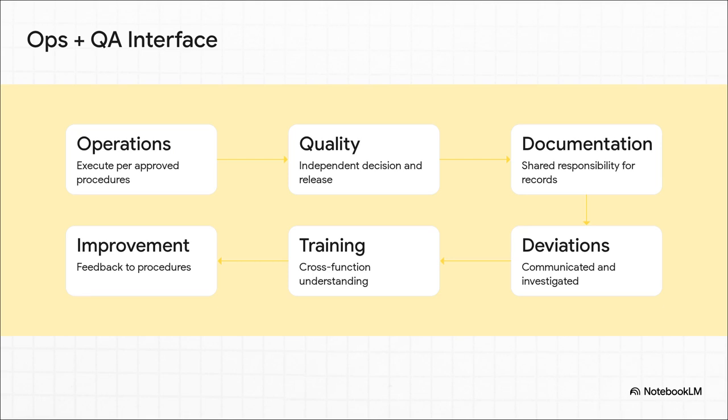Operations executes according to approved procedures, logically pushing for speed and efficiency. Quality, on the other hand, makes independent decisions and enforces the unyielding control required for CGMP compliance. Both share a profound responsibility for meticulous documentation. Any deviations, they must be promptly communicated and investigated, never hidden. Cross-functional training ensures mutual understanding of these pressures, and a healthy feedback loop drives continuous procedure improvement.